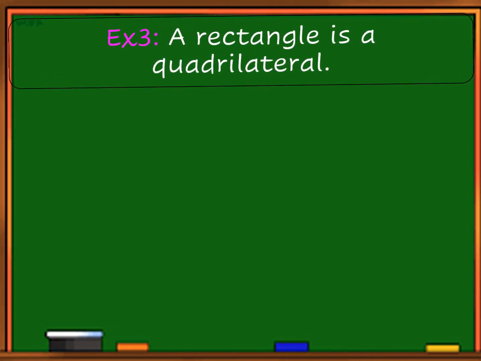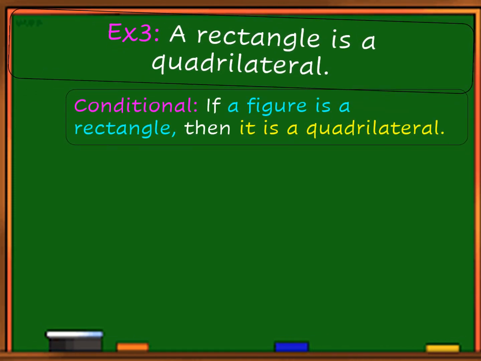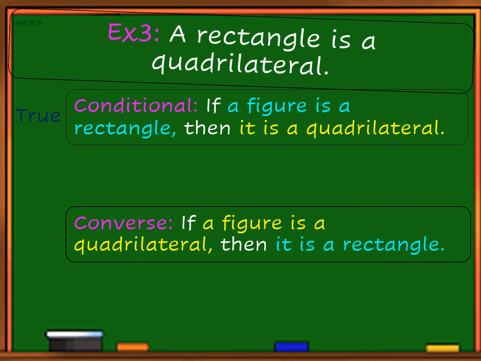So, the conditional statement is, if a figure is a rectangle, then it is a quadrilateral. Is it a true statement? Yes, it is a true statement. Now, the converse statement is, if a figure is a quadrilateral, then it is a rectangle. Is our converse statement true? It is false because quadrilaterals consist of not only rectangles. Squares, parallelograms, and trapezoids are also quadrilaterals.